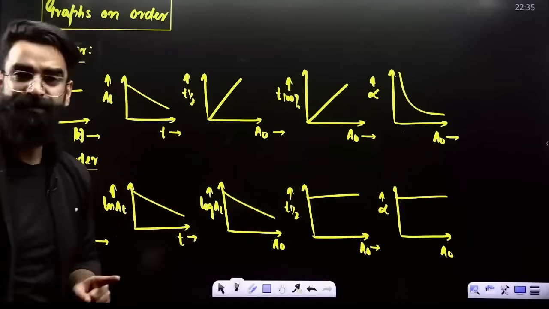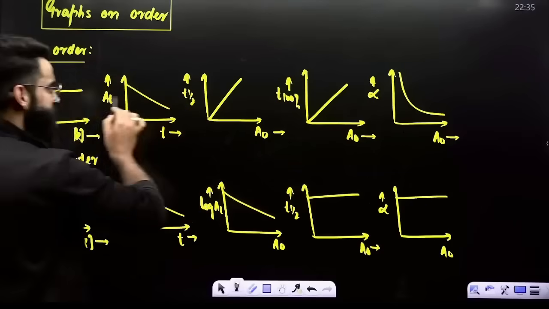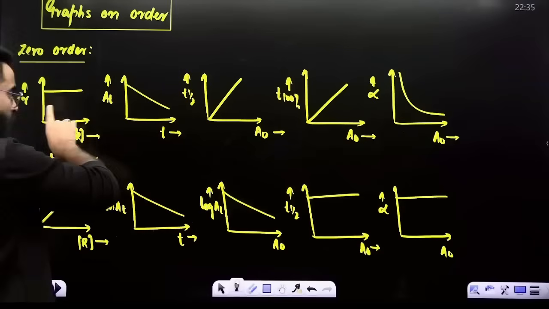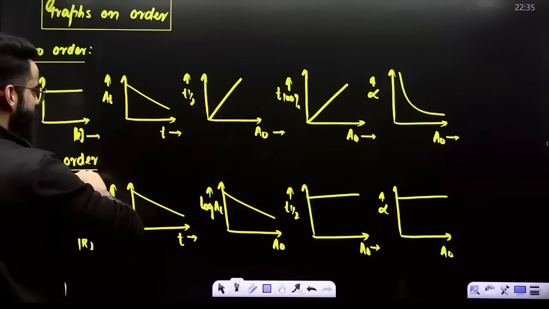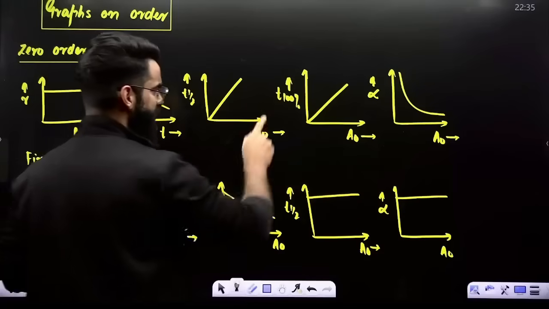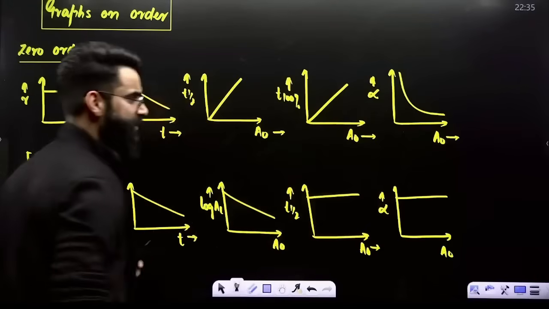One more question can be asked, my dear students. You can be given any of these 4 to 5 graphs, and you will be asked, what is the order of the reaction? Remember all these graphs: rate versus concentration of reactant, concentration of reactant versus time, half-life versus initial concentration, completion time versus initial concentration, degree of dissociation versus initial concentration.